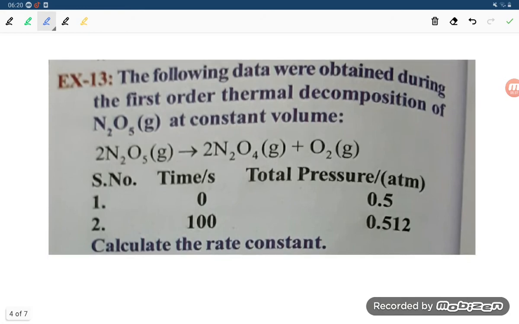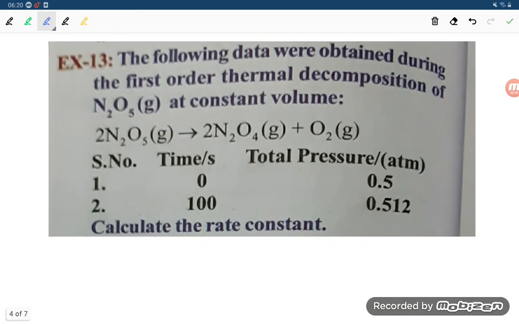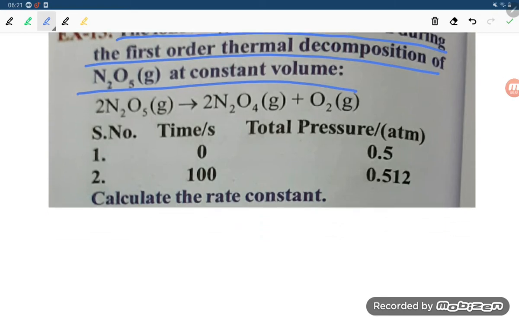Now let us move to another problem based on this. How to solve the problem based on this, students? Let us read out the problem, then try to solve. The following data were obtained during the first order thermal decomposition of N2O5 at constant volume.